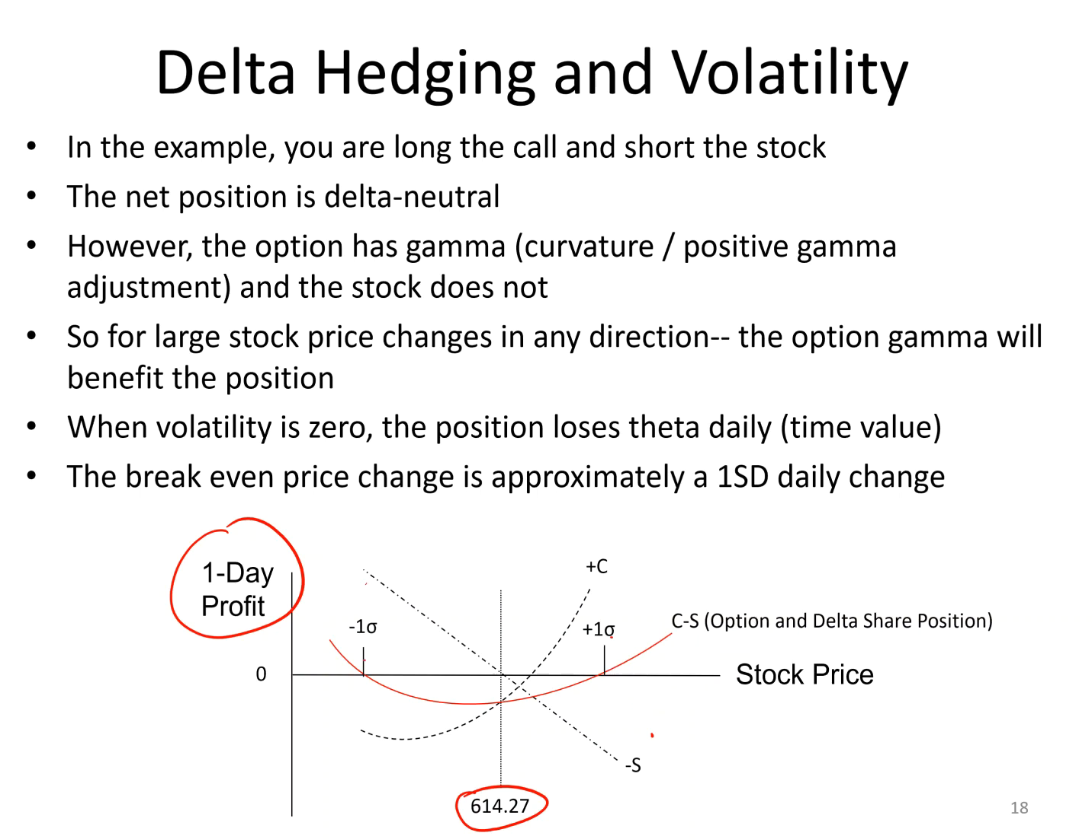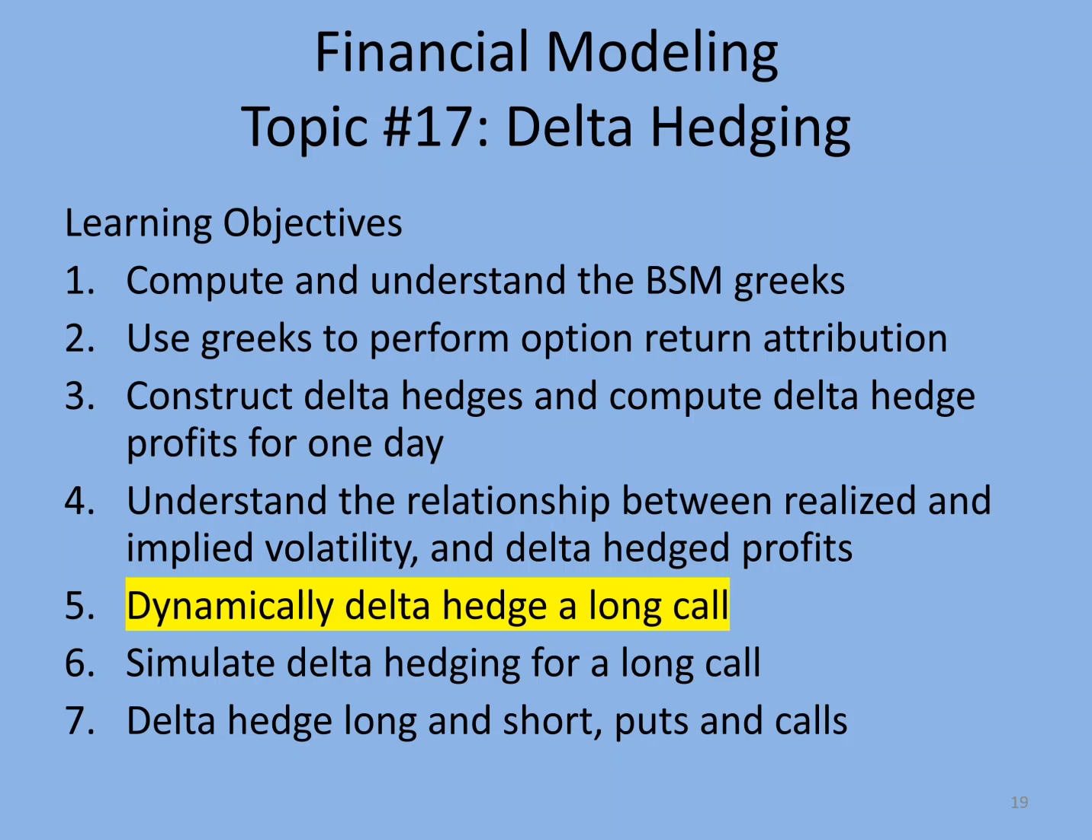I just put on the delta hedge and just hope for big changes, and that's how I'll make money. So that is the relationship between realized volatility, what happens after we put on the delta hedge, its implied volatility, and our delta hedge profits. I'm just hoping for big changes if I own the option.